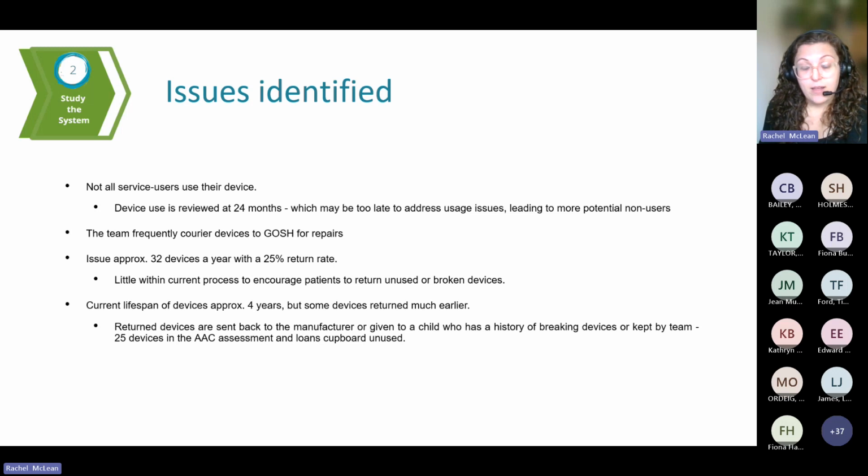Thirdly, the team had a low device return rate, so about a quarter of their devices were currently being returned, and there was little within their current process to encourage service users to return unused or broken devices. And once the devices are returned, they were either sent back to the manufacturer, they were given to a child with a history of breaking devices, or they were kept by the team for assessment. But the team identified they had 25 devices in their assessments and loan cupboard that they were never using.